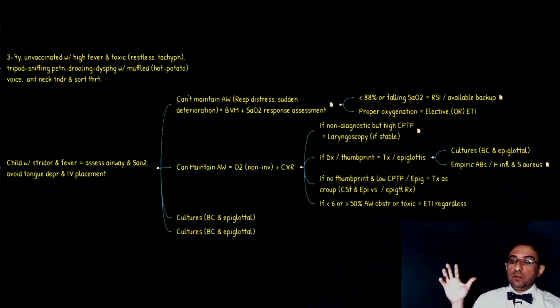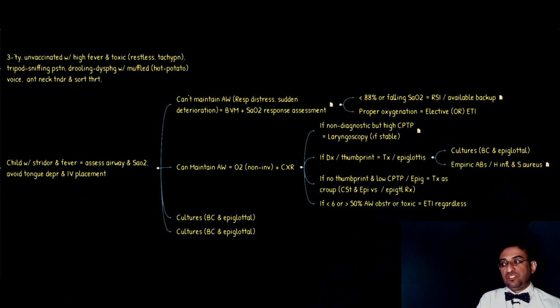So once more, always categorize the patients into stable versus unstable groups based on the ability to maintain the airway. If the patient is stable, perform chest x-ray. However, if the patient is younger than 6 years or has more than 50% obstruction on x-ray, we still need to perform elective intubation.